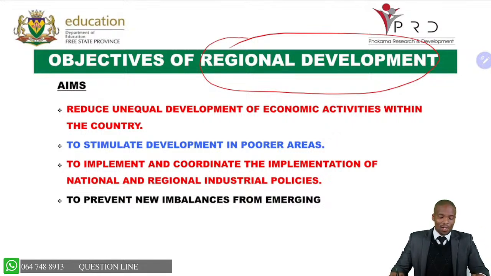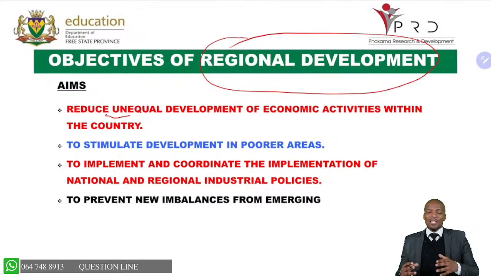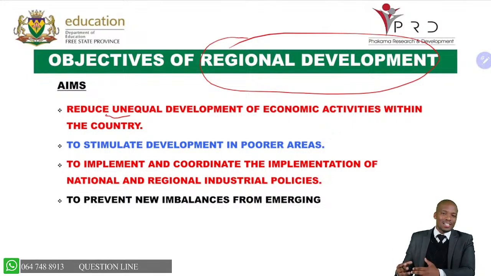That's the first one. The other one is to stimulate development in those particular areas for employment purposes, for economic growth purposes, so that we can achieve economic equity. And then also to prevent new imbalances from emerging. Imbalances is a situation where people vacate or leave their particular region, go to another region because it is better developed. So the other one is neglected with those people that are remaining there.